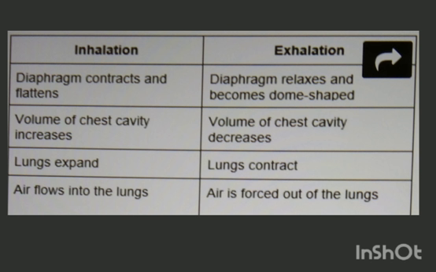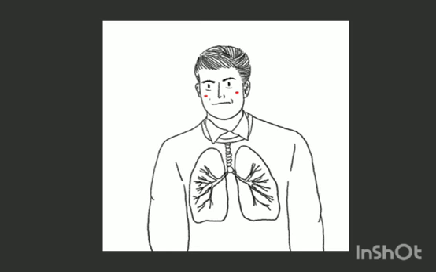What are the main differences between inhalation and exhalation? In the case of inhalation, the diaphragm contracts and flattens. But in the case of exhalation, the diaphragm relaxes and becomes dome-shaped. Other activities involved in inhalation are that the volume of the chest cavity increases, the lungs expand, and air flows into the lungs. But in the case of exhalation, the volume of the chest cavity decreases, the lungs contract, and air is forced out of the lungs.